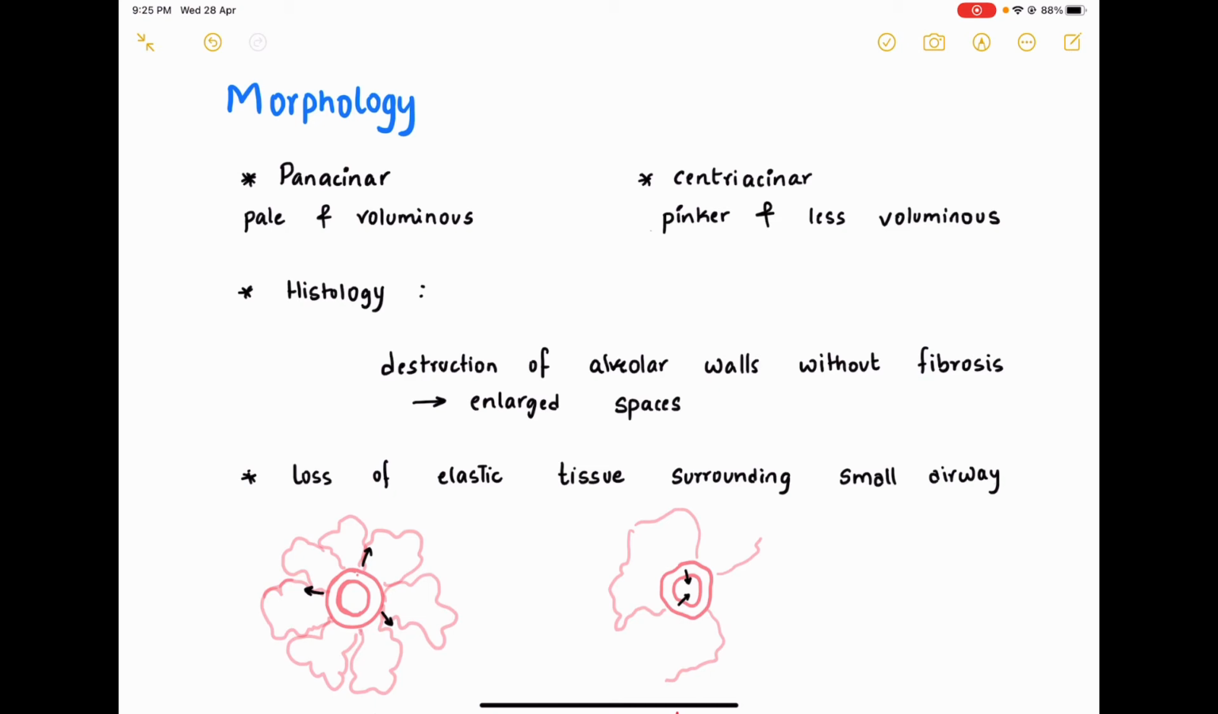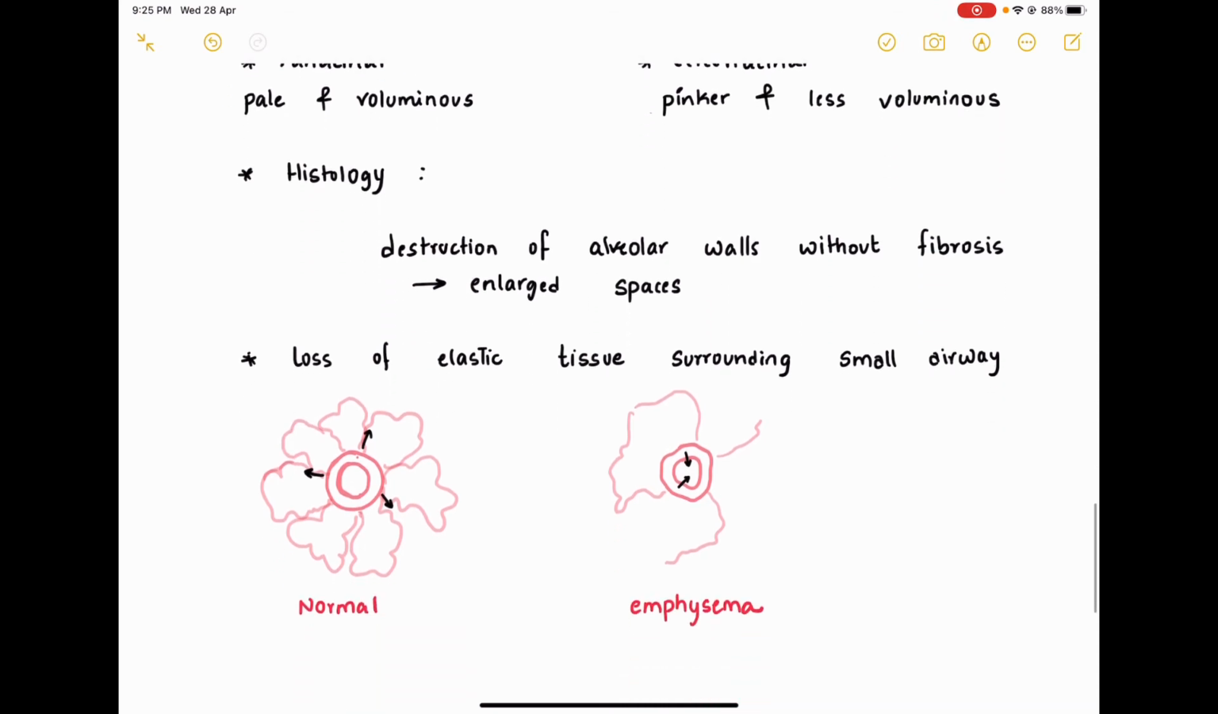Histologically, there is destruction of the alveolar walls without fibrosis, which leads to enlarged spaces. There is loss of elastic tissue in the alveolar septa surrounding the small airway, which reduces the radial traction on the small airways. This leads to collapse during expiration, and this leads to wheezing.